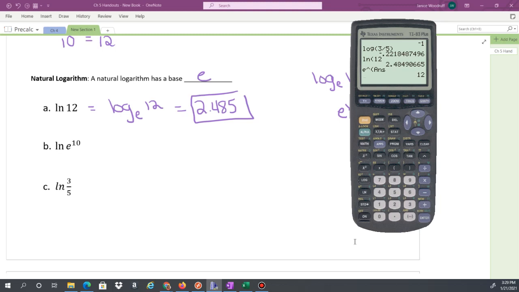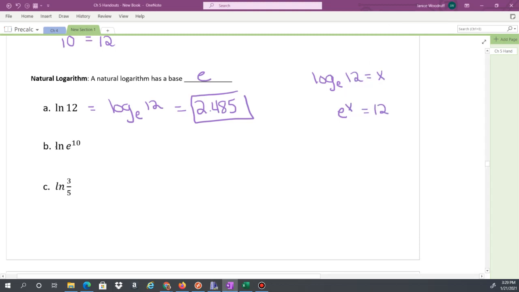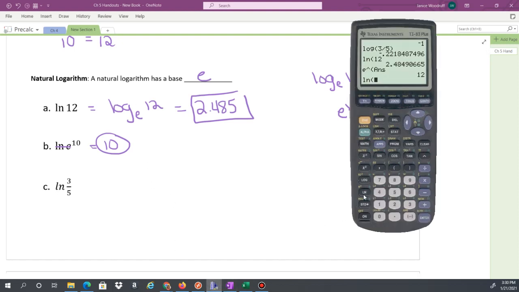When the natural log and the e are right next to each other, because they are inverses of each other, they are going to cancel each other out. So this is just 10. And then our next one, ln of 3/5, you can go ahead and put that in here, natural log, 3 divided by 5, and that's going to give you negative 0.511.